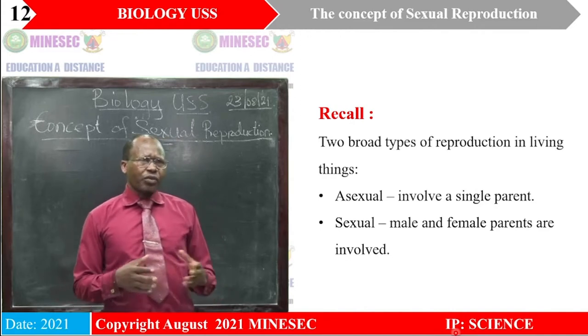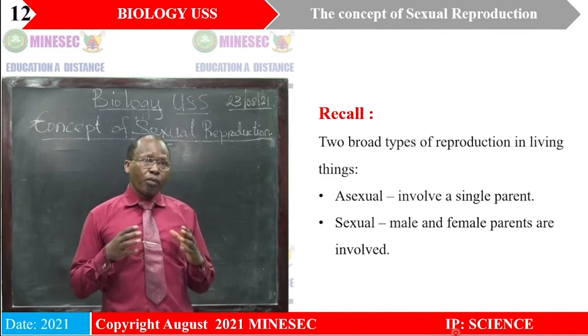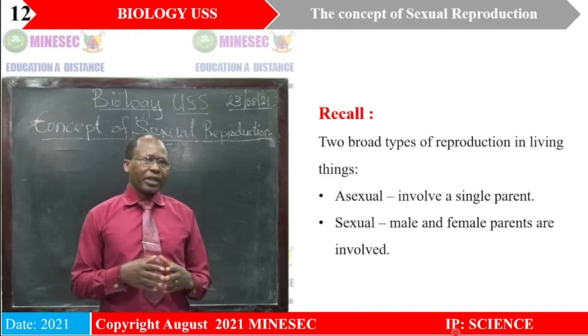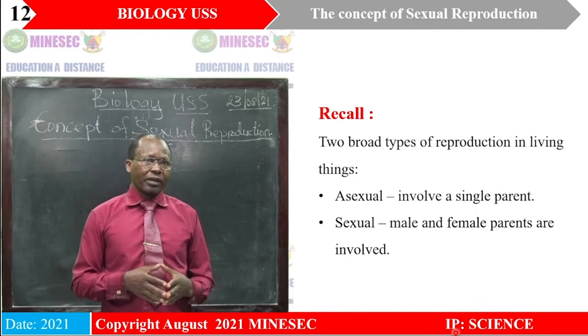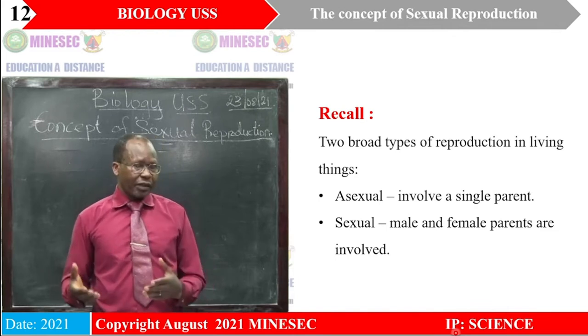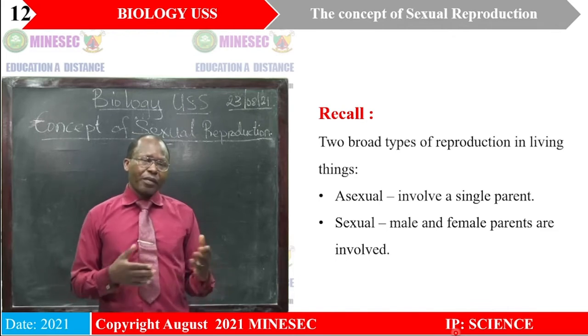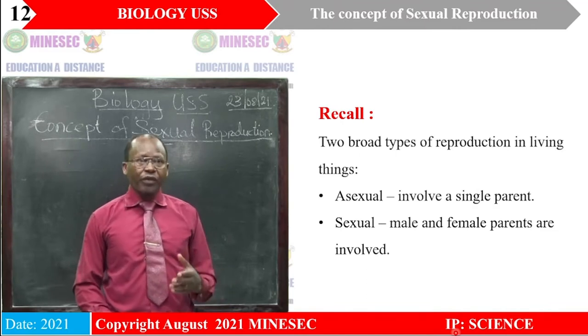It is important to recall that there are two broad types of reproduction in living things. We have sexual and asexual. Asexual involves a single parent, while sexual involves the male and the female parents with the fusion of gametes.